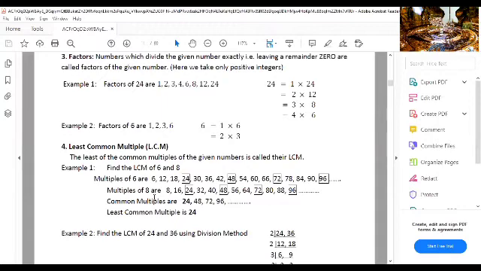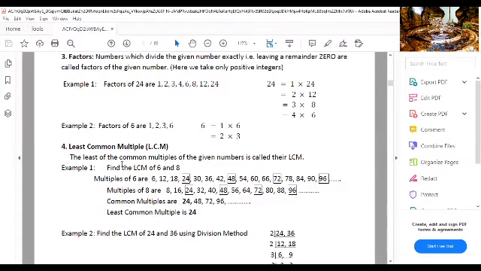Now we observe 24. Here also we get 24. Next one is 48, here also 48. 72 and 72, and 96 and 96. These are the common multiples. Here 24 and here 24 means common. The common multiples are 24, 48, 72, and 96.